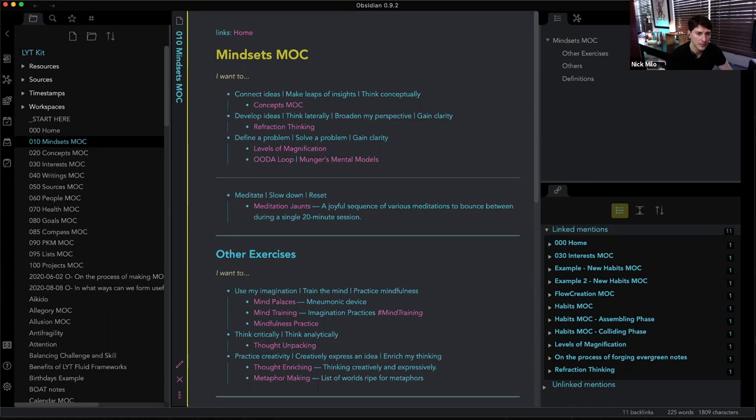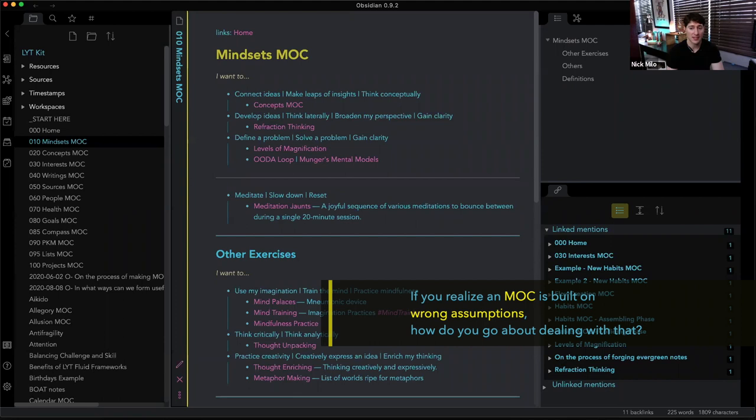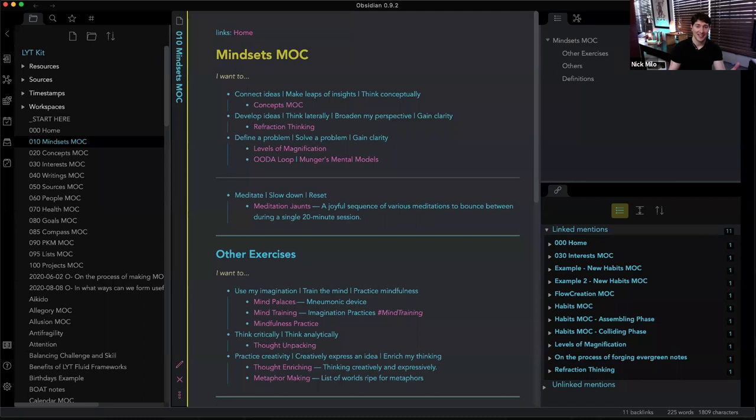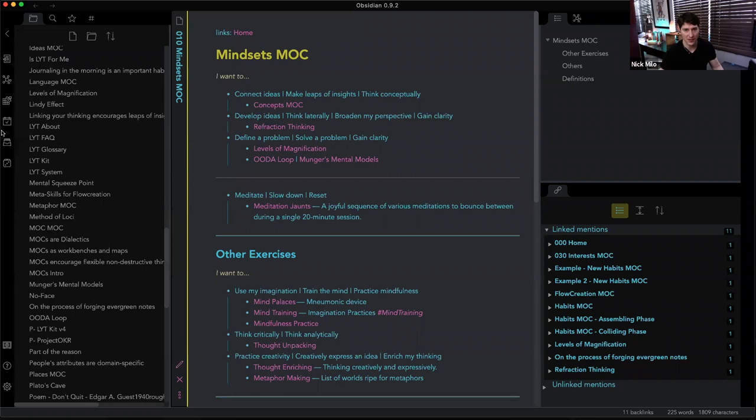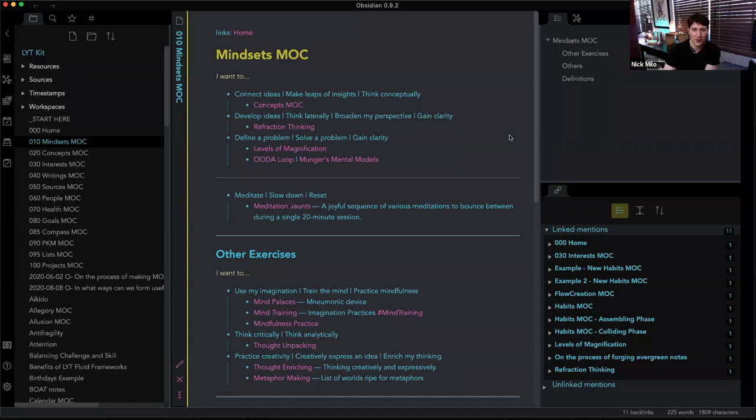Gustav, you ask a great question, and I'm happy to answer. If you realize an MOC is built on wrong assumptions, how do you go about dealing with that? Hey, delete the MOC. The notes don't go anywhere. If you're still looking at this screen, the notes will still exist in this main area. It's just the MOC that's gone. Then you can start over, or you can do whatever you want with the MOC, call it something else. That is true fluidity in this structure. That's a fluid framework for you.